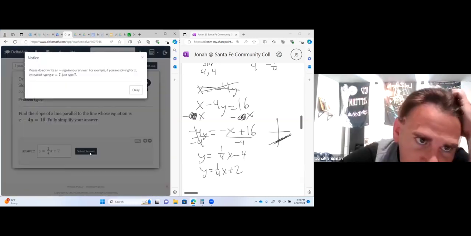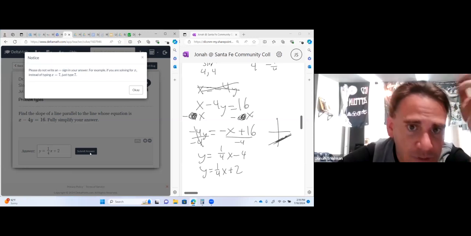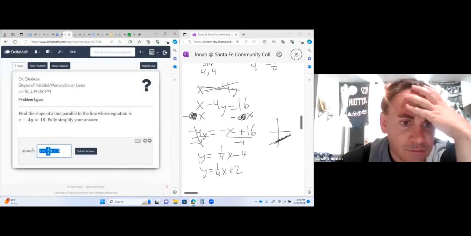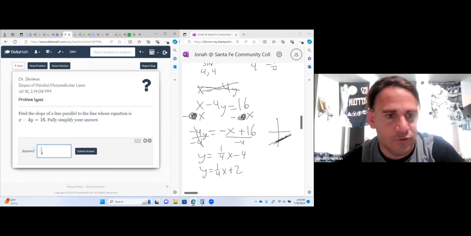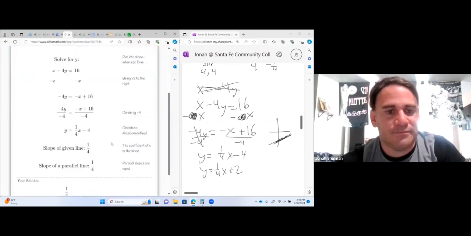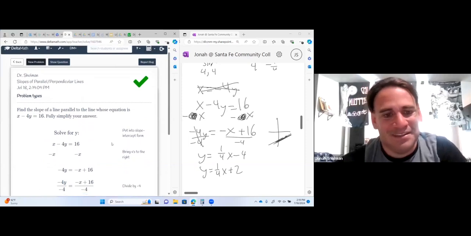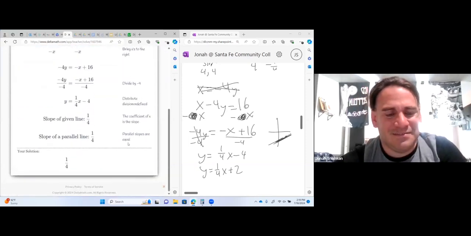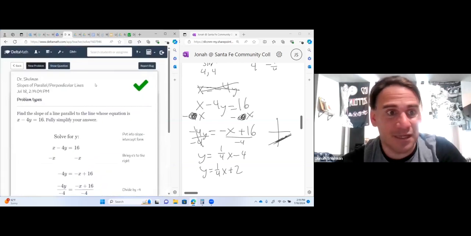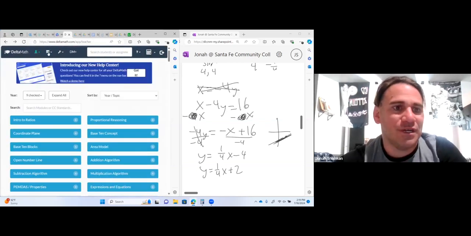What? Please do not write an equal sign. Oh, they just want the slope. Well, that's annoying. 1/4. That's why they didn't do it. Okay. Except for this one. If it had the whole piece, it would be the same line, not a separate one. I don't love the question, but what can I do? I'm only one human, right?